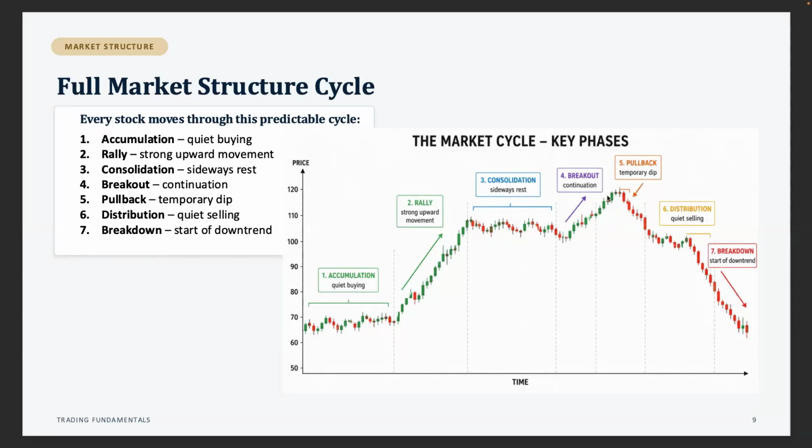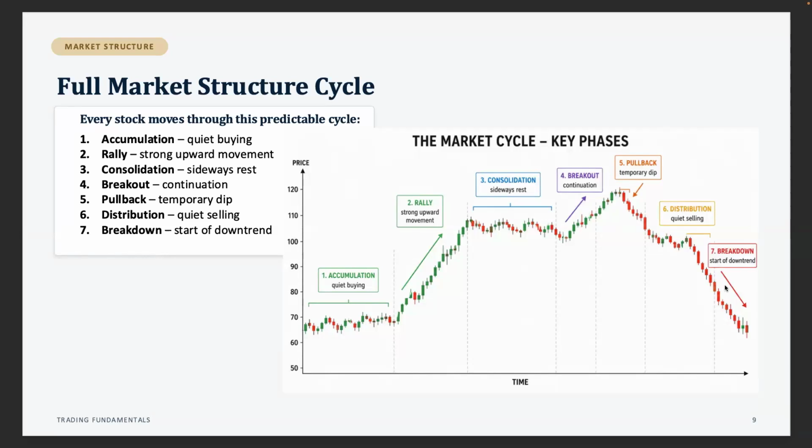Then you see what we call a breakout. A breakout is when the share leaves the average point that it has been and starts to move up. We call a move up a breakout. Then you have pullback, which is a temporary dip. Normally you have a distribution phase where people are taking profit. Then you have a breakdown, when the stock is actually going down. So these are the 7 cycles.